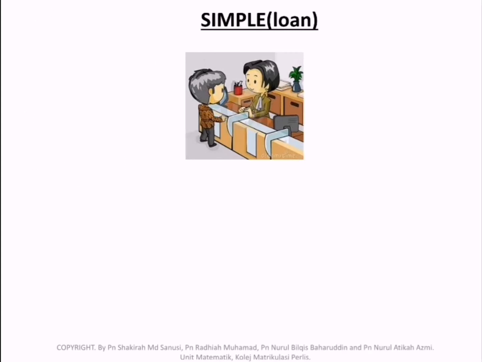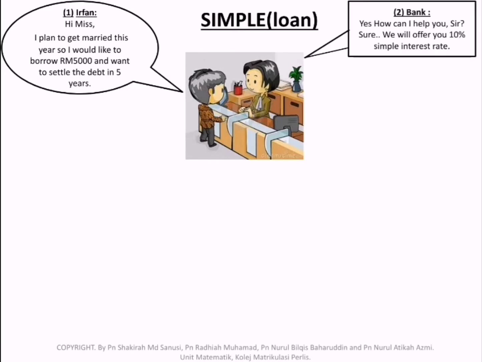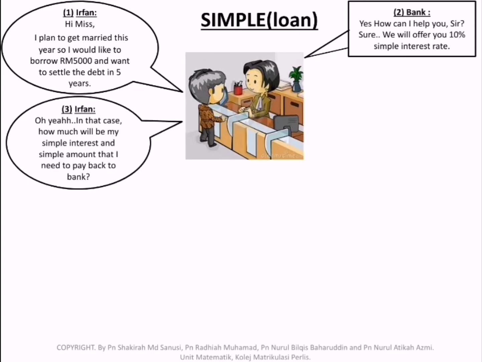This is situation for simple loan. Hi, Miss. Hi, yes, how can I help you? I plan to get married this year, so I would like to borrow 5,000 ringgit and want to settle the debt in 5 years. Okay, sure. We will offer you 10% simple interest rate. Oh yeah, in that case, how much will be my simple interest and simple amount that I need to pay back to bank? Okay, like this.